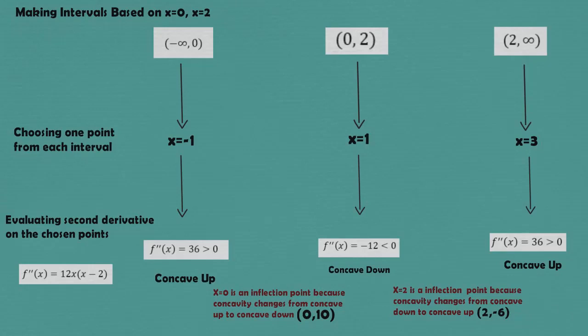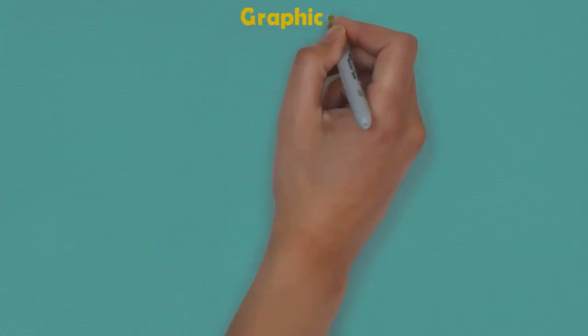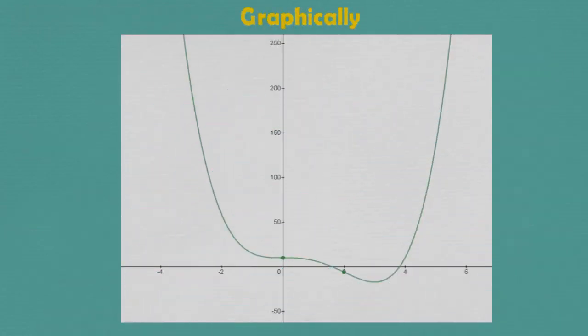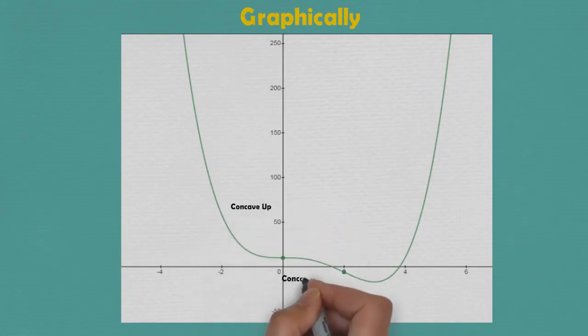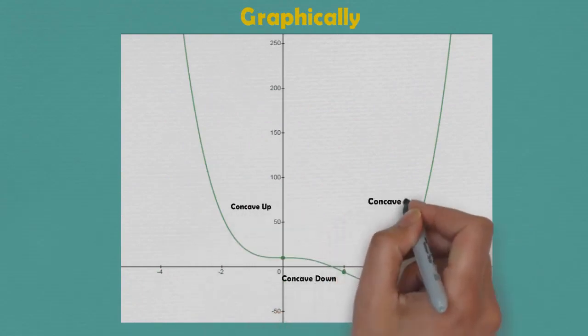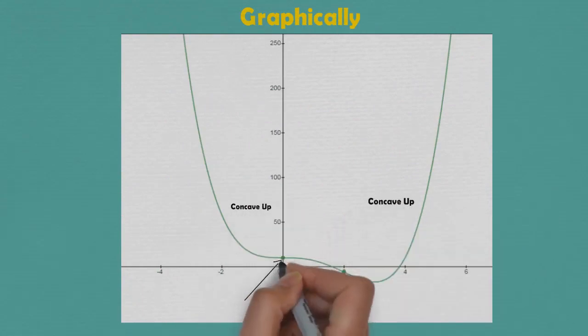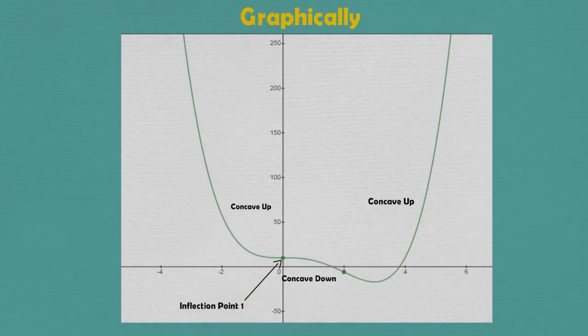So we have found what are the inflection points of this function and the intervals at which it is either concave up or concave down. Graphically, the left portion is concave up, the middle portion is concave down, and the right portion of the graph is concave up. X equal to 0 is inflection point 1 and x equal to 2 is inflection point 2.